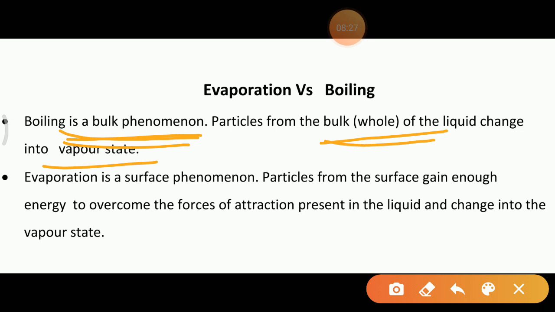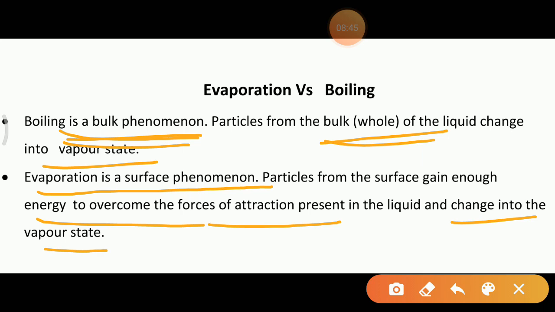Instead, evaporation is a surface phenomenon, which means only the surface particles are involved in evaporation. Particles from the surface gain enough energy to overcome the force of attraction in the liquid and change into the vapor state, that is evaporation. So the main difference is evaporation is a surface phenomenon and boiling is a bulk phenomenon. And boiling occurs at the boiling temperature, and evaporation occurs below the boiling temperature.